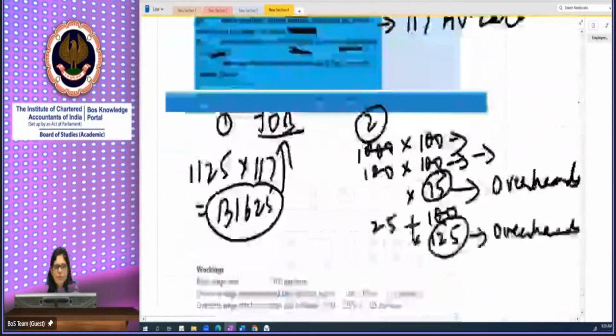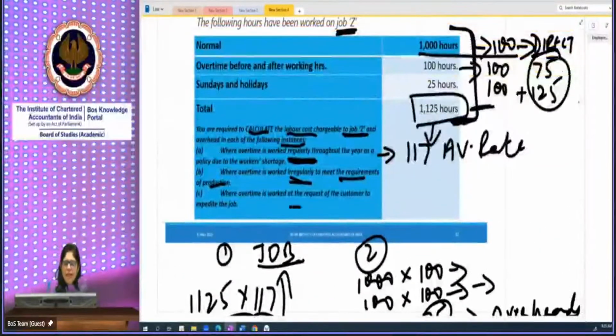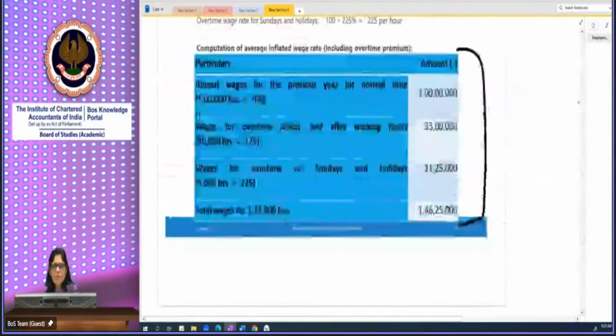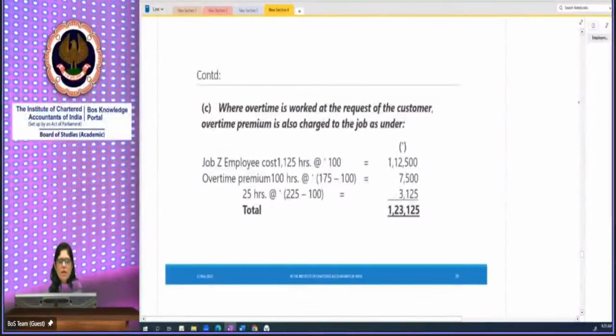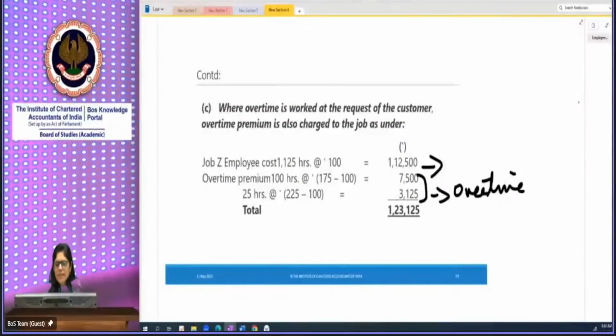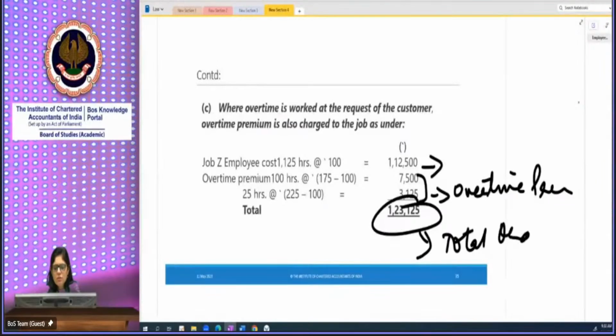Then what is the third one? When overtime is worked at the request of the customer. So the entire overtime will go to the customer only. It will be charged to the customer. Clear? So here the overtime will go to the customer along with the entire job. The total, including the overtime premium, will be charged to the customer as a total cost. So the total order cost will be charged to the customer.